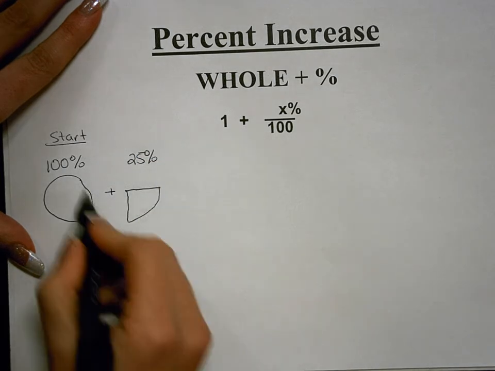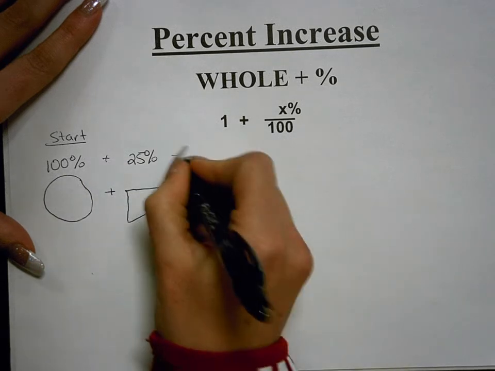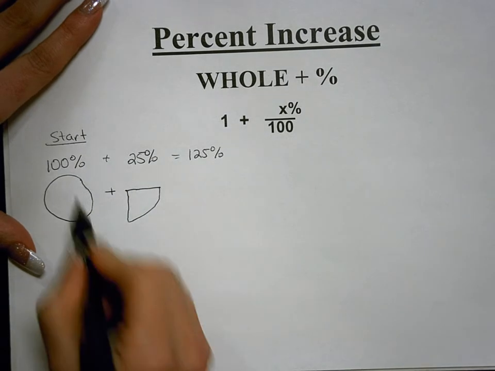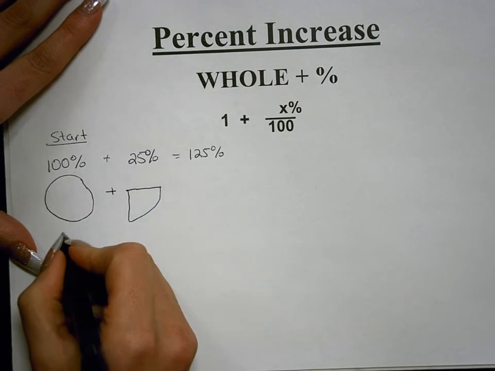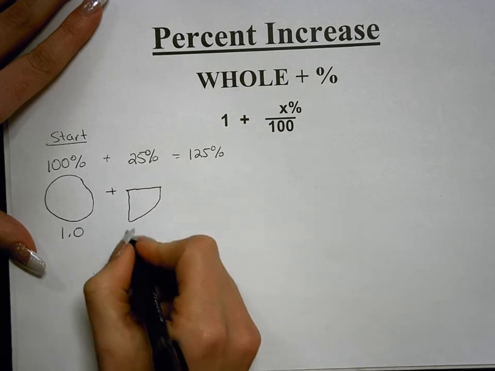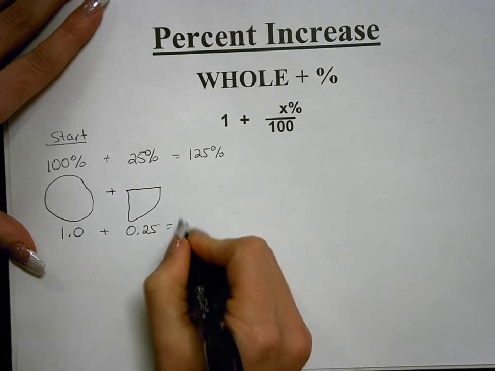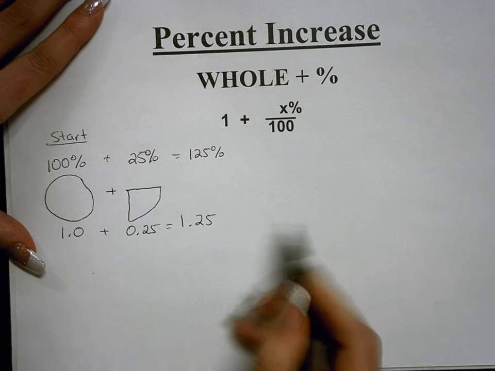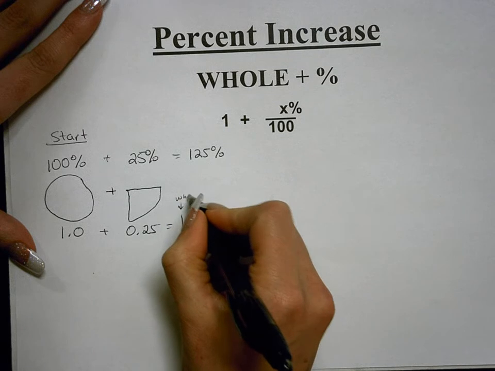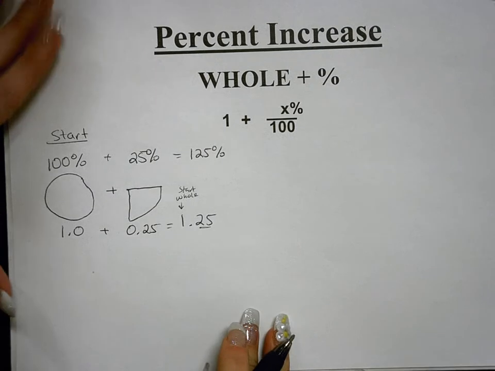So what happens when we start with something and we increase it is we add the two, and 100% plus 25% equals 125%. Now if we were going to look at this as decimals, 100% can also be written as 1.0. The 25% can be written as 0.25, and when we add those two together, we get 1.25. Now this represents a 25% increase. This 1 is our whole. That's what we're starting with. That's our 100%, our 1. And then this is the 25% increase.